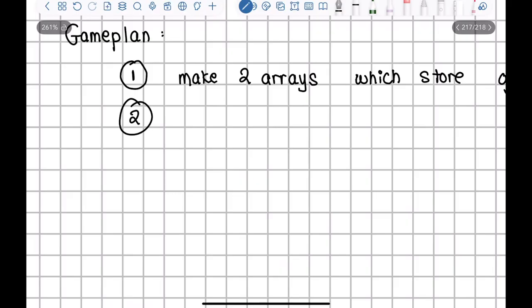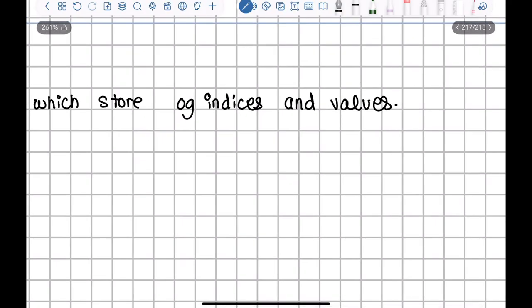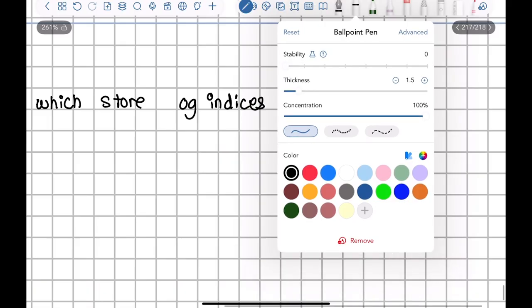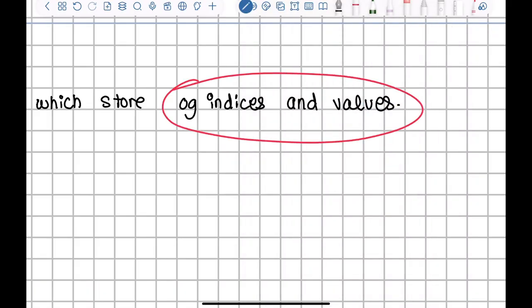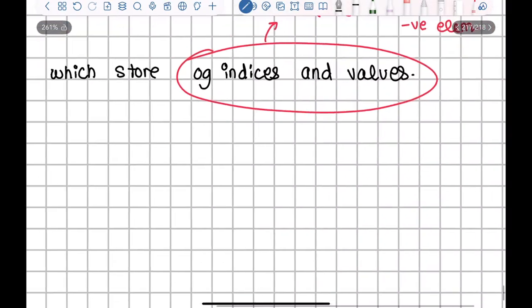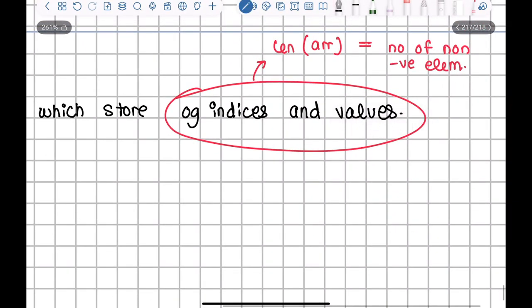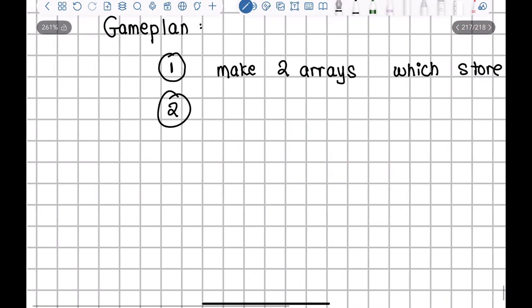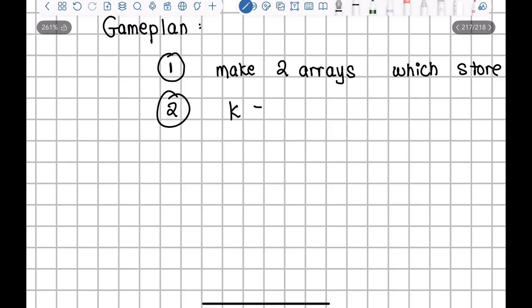Then what do I do? Now if you see, length of these arrays would be nothing but number of non-negative elements. This is just blatant truth, that if we are storing the values of the non-negative elements, then the number of non-negative elements is nothing but the length of this array. Okay, so the next step would be reducing my k.